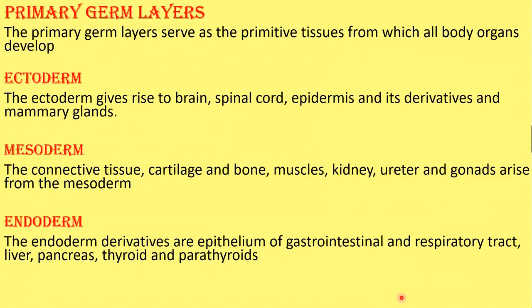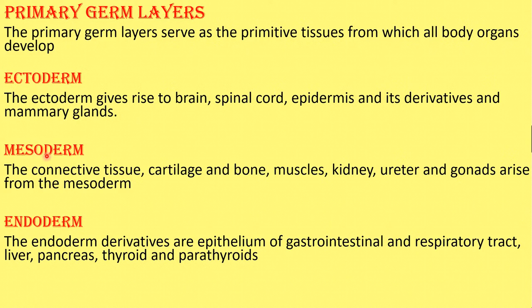When does the embryo's heart development start during pregnancy? You must be able to answer: 4th week of pregnancy. Now, the 3 primary germ layers in the gastrula serve as the primitive tissues from which all the body organs develop. They are ectoderm, mesoderm, endoderm. The ectoderm is the outermost layer of cells in the gastrula. Which organs will develop from the ectodermal cells? Brain, spinal cord, that is the central nervous system, epidermis, that is skin and its derivatives like nails and other structures, and mammary glands.